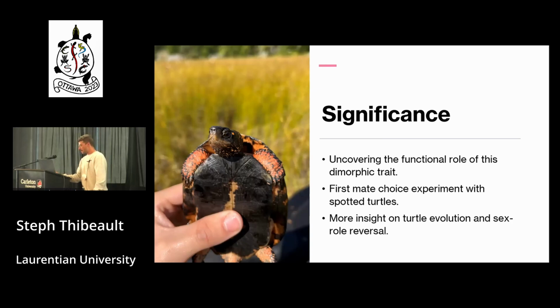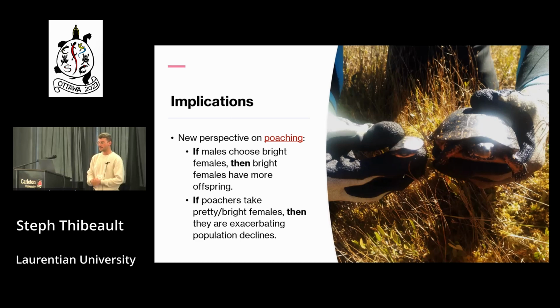And for those of you that aren't aware, spotted turtles are endangered provincially, federally, and globally. One of the leading causes of their declines is illegal capture for the pet trade, also known as poaching. So there are some implications that come with this study. If we think outside of the box, if males do choose to mate with brighter females, then we can speculate that these brighter females would be very fit, should be having more offspring than other females, right?